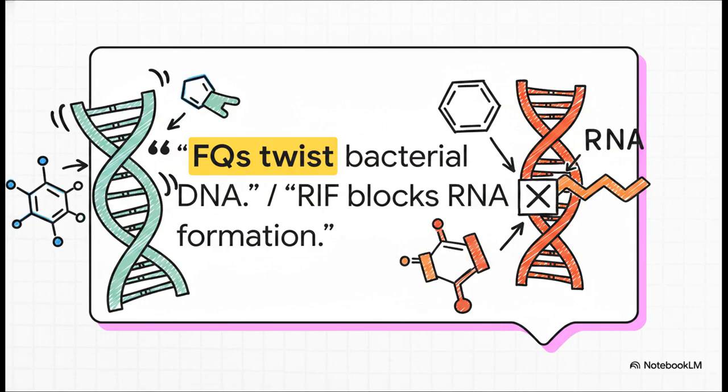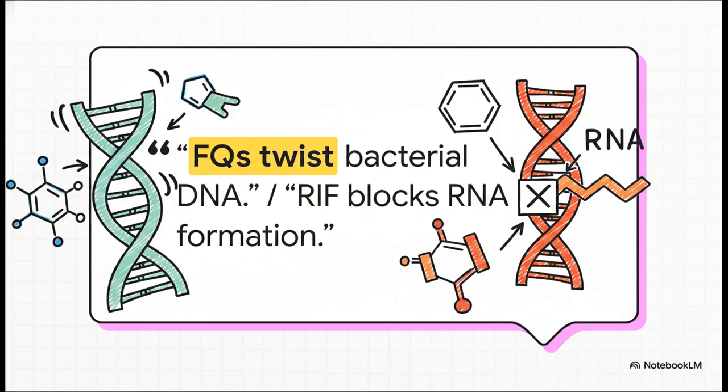To finish off the genetic targets, anchor your revision with these phrases. You'll quickly recall that fluoroquinolones hit DNA gyrase, while rifampicins shut down the DNA-dependent RNA polymerase. Fluoroquinolones like ciprofloxacin inhibit DNA gyrase and topoisomerase 4. The word twist is absolutely perfect here, because gyrase manages the twisting and supercoiling of the DNA.